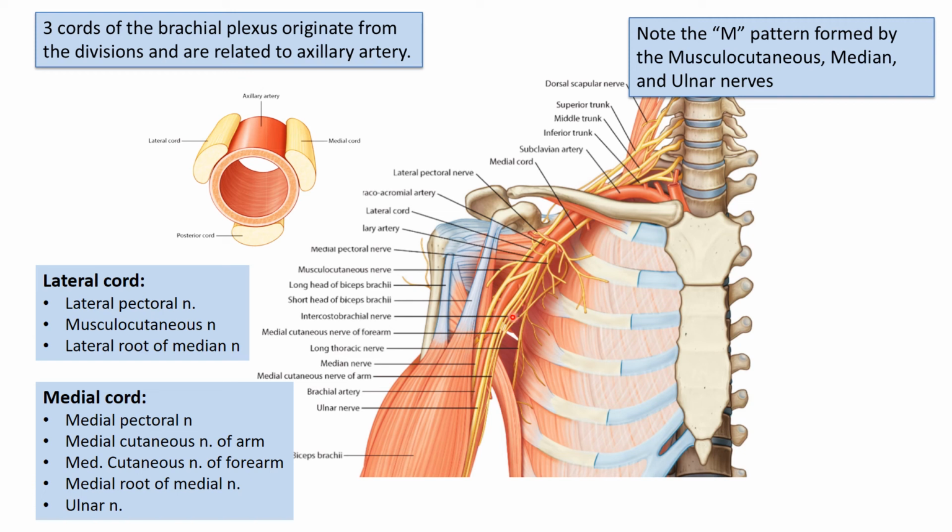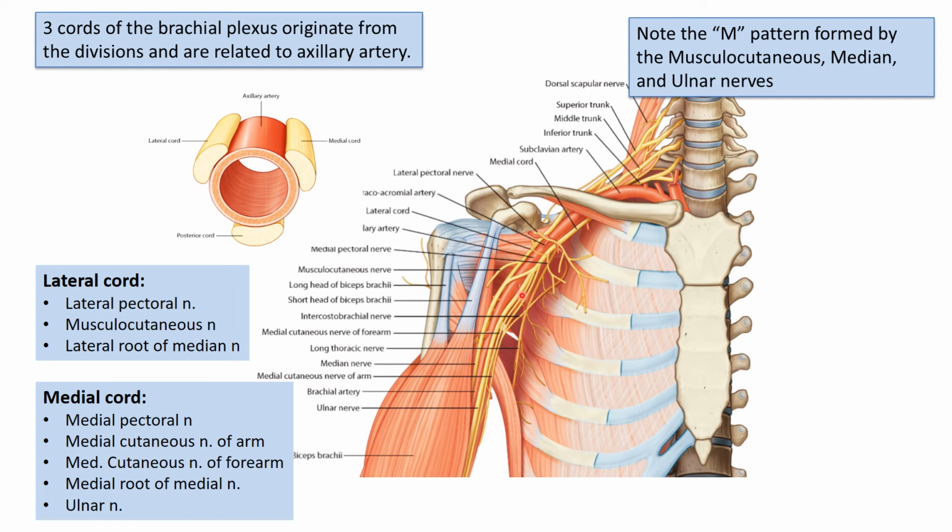They will look exactly the same. We differentiate them by looking at their ending. If they end in the arm, we call it medial cutaneous nerve of the arm. If it goes all the way to the forearm, we call it medial cutaneous nerve of the forearm. Again, the name medial is because of its origin from the medial cord. Okay, and then its terminal branch is the ulnar nerve.